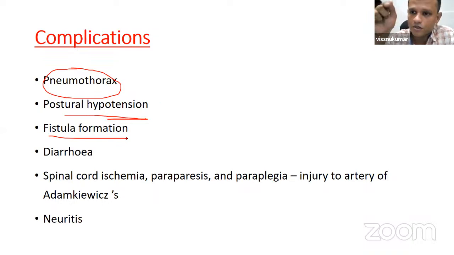Fistula formation: always when you give absolute alcohol, post-procedure you have to inject 5 ml of air to ensure that it is not leaking. You can do 5 ml of air, you can give saline, local anesthetic, whatever it is, and then remove the needle. You should not remove the needle as such because it can result in formation of fistula. Diarrhea can also be there. Diarrhea is because of the sympathetic deactivation.